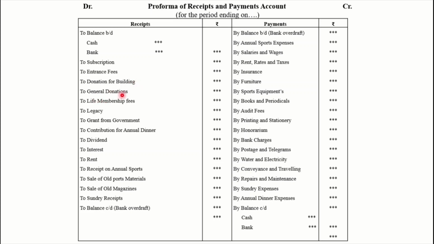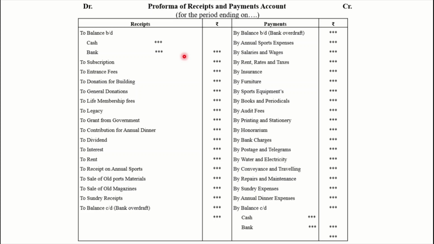General donation, life membership fee, legacy, grants from government, contribution for annual dinner, dividend, entrance rent, receipts on annual sports, sale of old sports material, sale of old magazines. Sundry receipts are the small amounts of receipts or income which we receive. And on the credit side we record all the payments or expenses for that specific period.